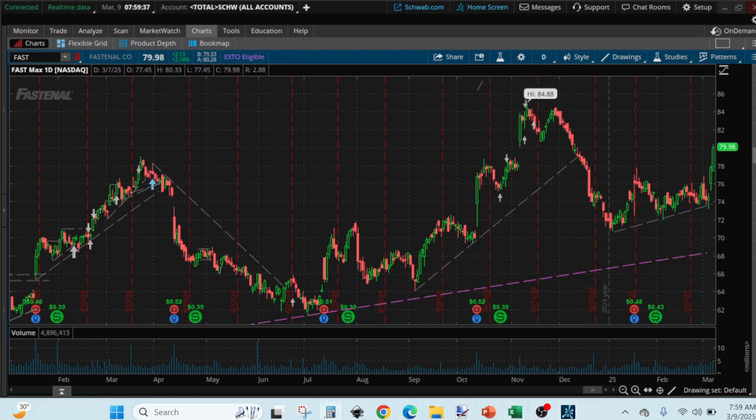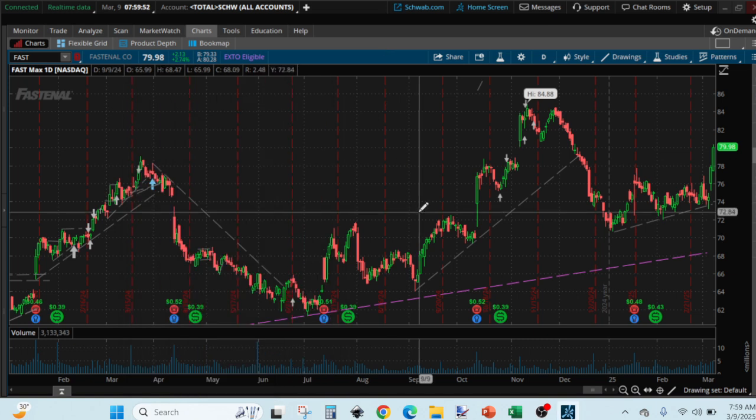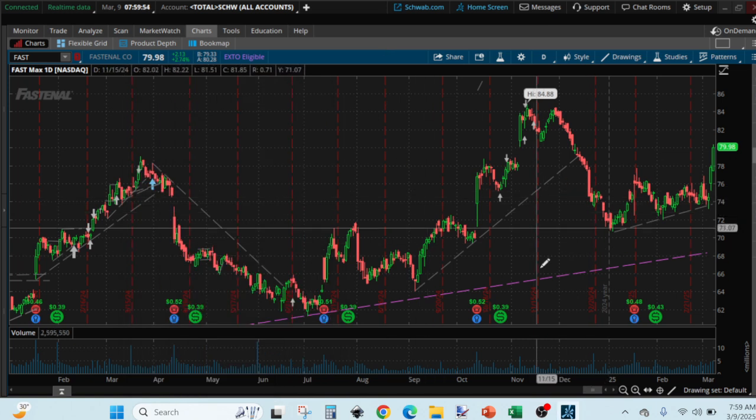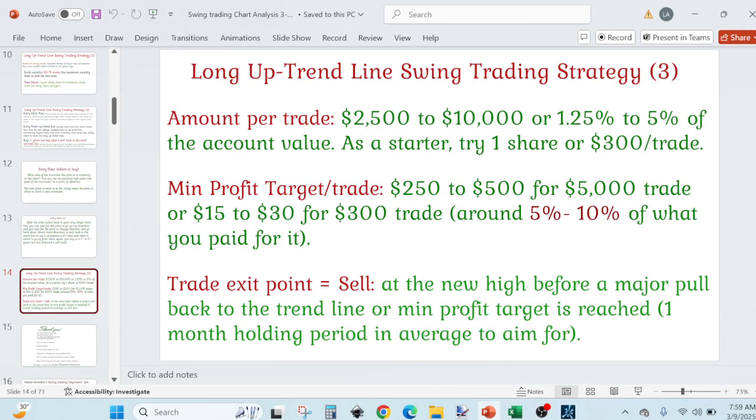So if we just say 20 divided by 61 times 100, that's 32%. That's the profit divided by how much you pay for the share to make that profit. So just start small so that you can practice a strategy, either $300 per trade or $100 per trade.